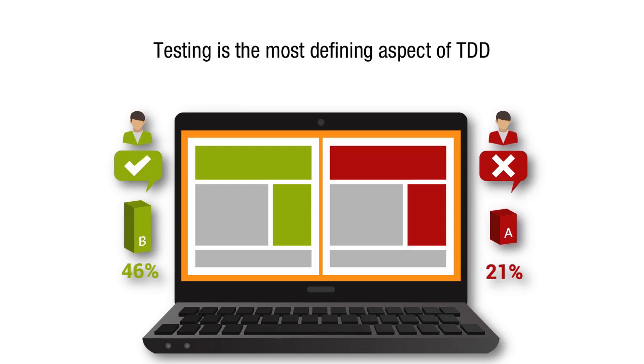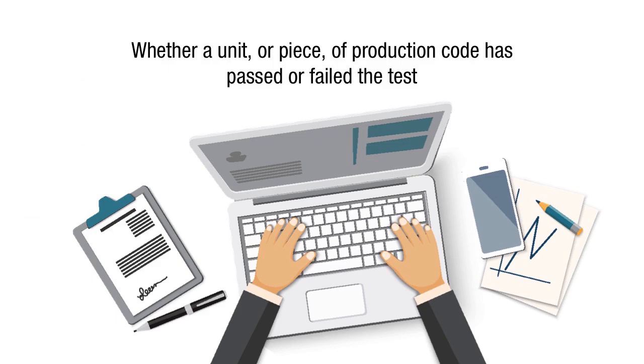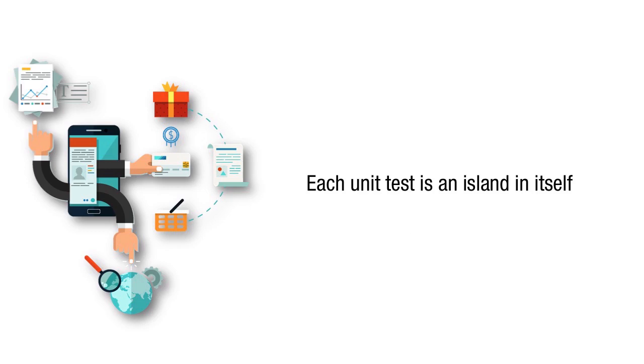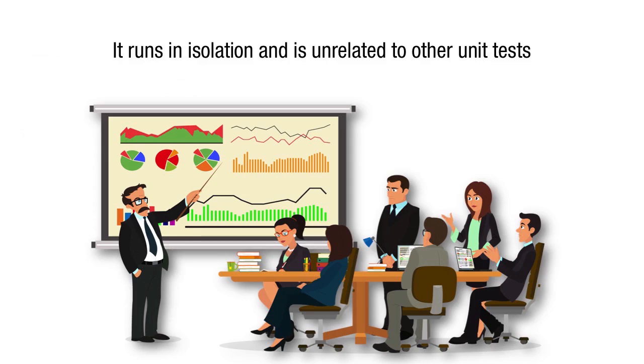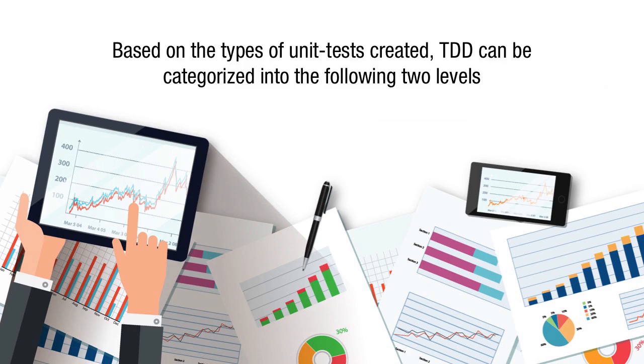Because testing is the most defining aspect of TDD, the following are some characteristics of a good unit test. Unit tests are often automated tests that determine by themselves whether a unit, or piece, of production code has passed or failed the test. Each unit test is an island in itself. It runs in isolation and is unrelated to other unit tests. Each unit test is limited in scope, which means that it is easy to locate the error when the test fails. Based on the types of unit tests created, TDD can be categorized into the following two levels.